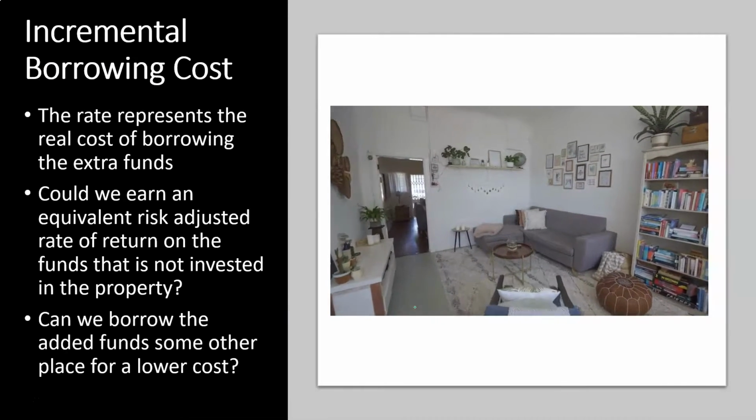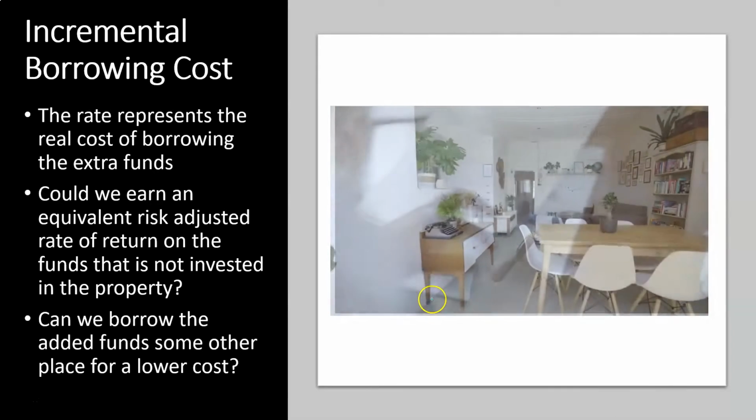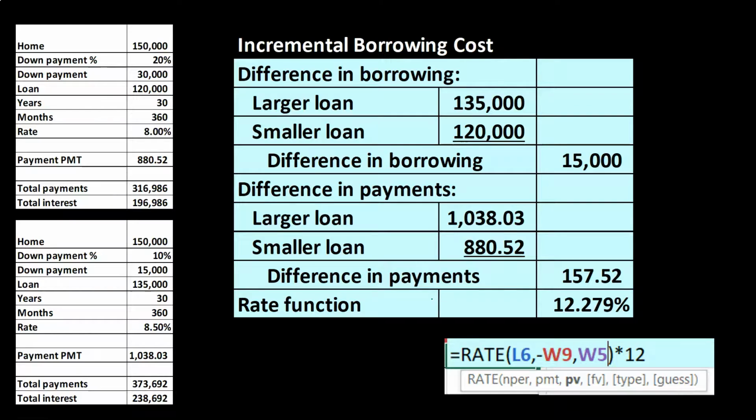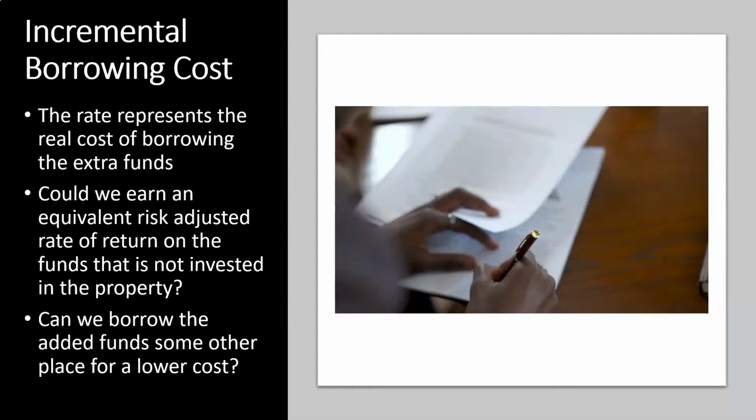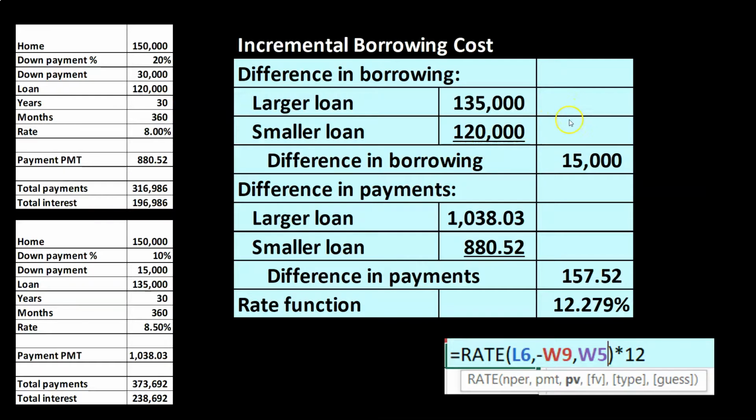So can we borrow the added funds some other place for a lower cost? Again, our second option would say, if I have that 15,000, what if I take the lower amount here and then the smaller loan, and then I see if I can pick up that 15,000 with another loan, possibly at a lower cost, a lower rate to pick up that added 15,000. That would be another option that we can do with it. Or of course, would it be worthwhile for us to just put more money down, put the 15,000 down on the home in this case, which would result in the lower loan amount of the 120,000. Those are basically your three options.